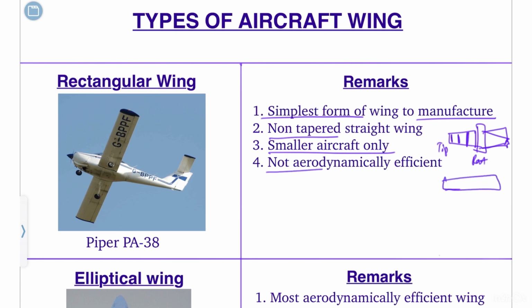The major issue is that it's not aerodynamically efficient. Why? I'll make a front view of the aircraft. So this is a rectangular wing. The lift generation is even throughout the wing, which may lead to the bending of the wing. It's too exaggerated, but you can understand because of the cantilever part. This is the first reason.